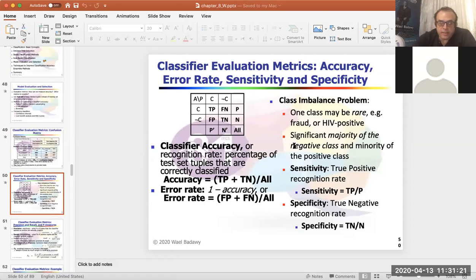So if I want to look at the accuracy, which we described before, the accuracy is true positive plus true negative over all. So how many times you say the class exists and the element exists, and how many times you say it doesn't exist and the element doesn't exist. If the accuracy is 1, this is the ultimate goal. Now, the error rate is false positive plus false negative over all, or you can compute it as 1 minus the accuracy.